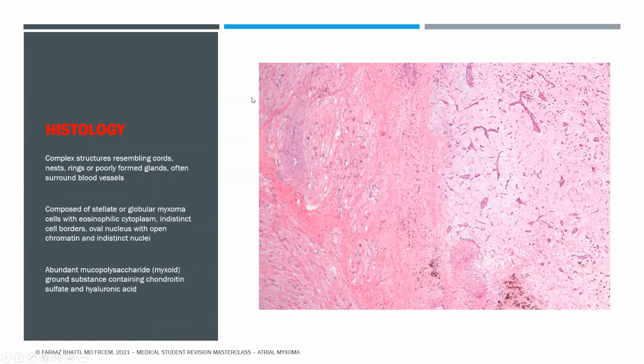So the histology, this is low yield stuff, but it's a good idea to know something about myxomas. They're complex structures which resemble cords, nests, rings, or poorly formed glands, and they often surround blood vessels. They're composed of stellate or globular myxoma cells with eosinophilic cytoplasm, indistinct cell borders, an oval nucleus with open chromatin and indistinct nuclei. They have an abundant mucopolysaccharide or myxoid ground substance containing chondroitin sulfate and hyaluronic acid.